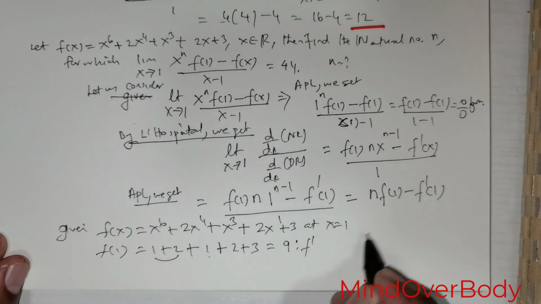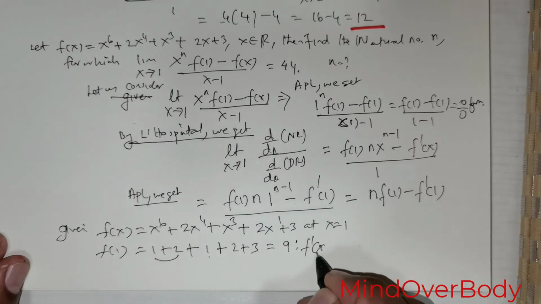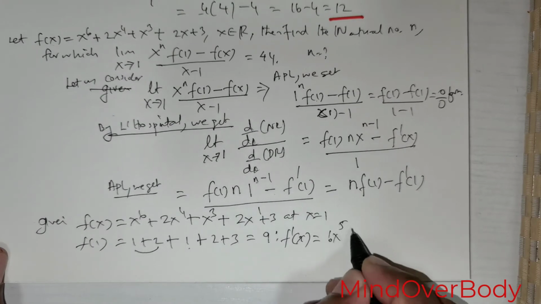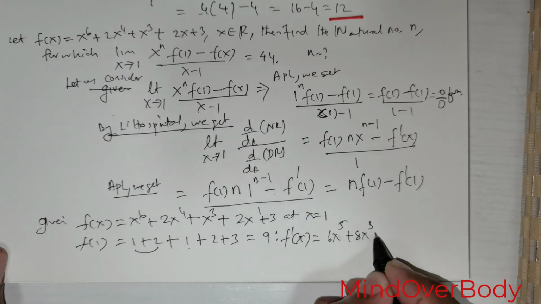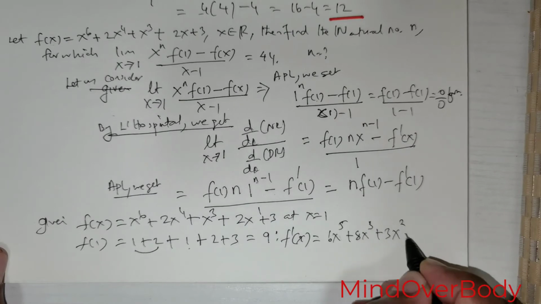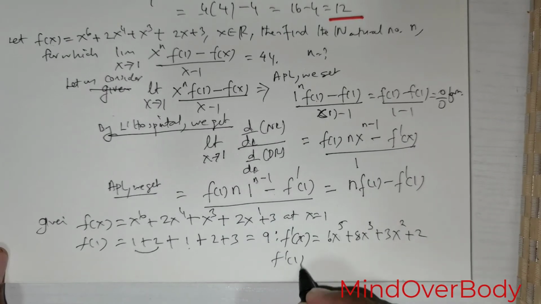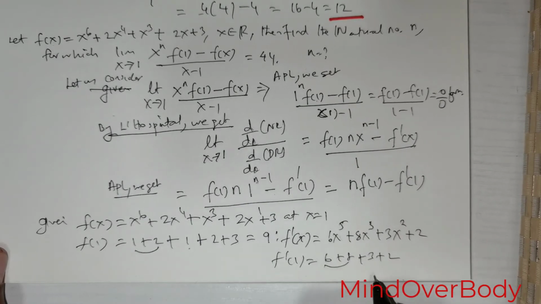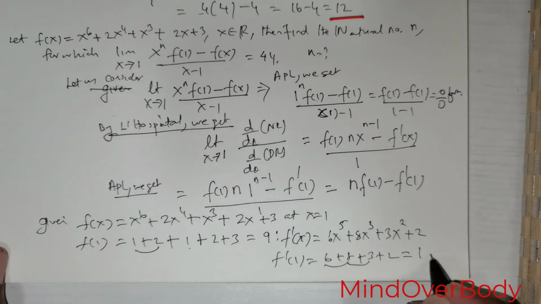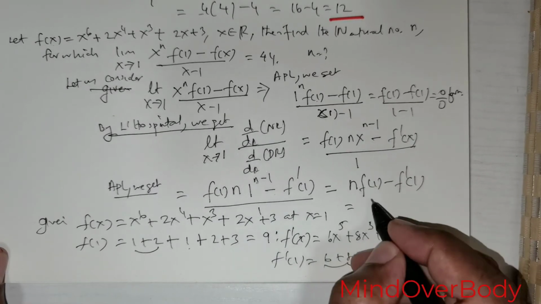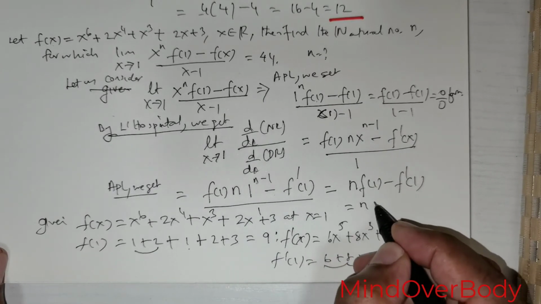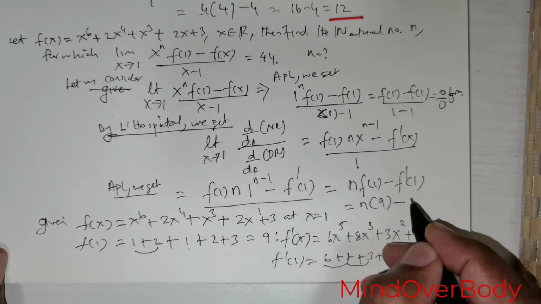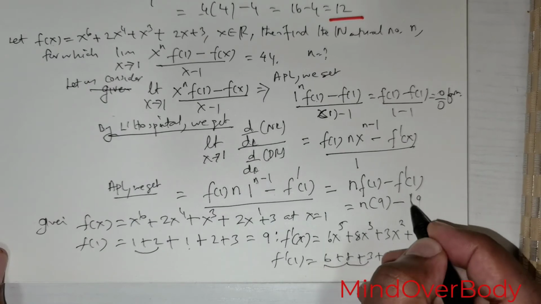Now I need to obtain f'(1). For that I need to find f'(x). f'(x) is 6x^5 + 8x^3 + 3x^2 + 2. Now f'(1) is going to be 6, 8, 3 and 2. This is 14, 17 and 19. So this is going to be n times f(1), where f(1) is 9, minus f'(1), which is 19. So this is what we have got now.